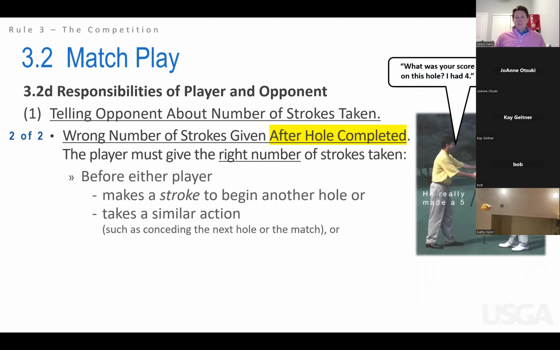When that hole is completed, maybe we're waiting to tee off on the next hole, or we're between holes and we're asked for that right number of strokes and we don't give that information, we got to correct that before someone either makes a stroke to begin that next hole, or again, takes a similar action like conceding the next hole, or just conceding the match as a whole.